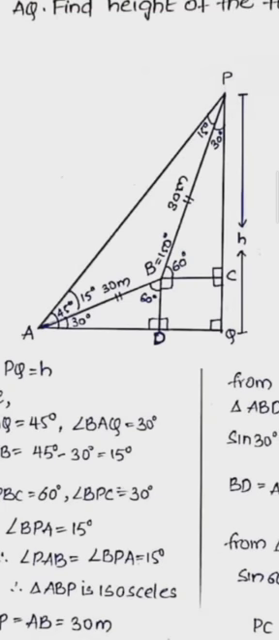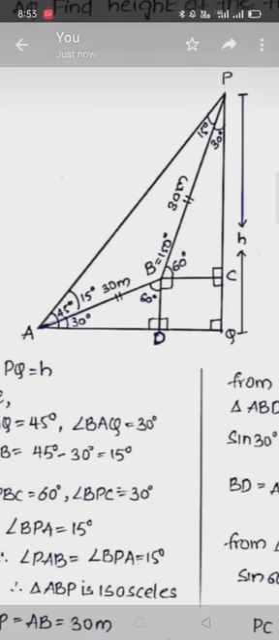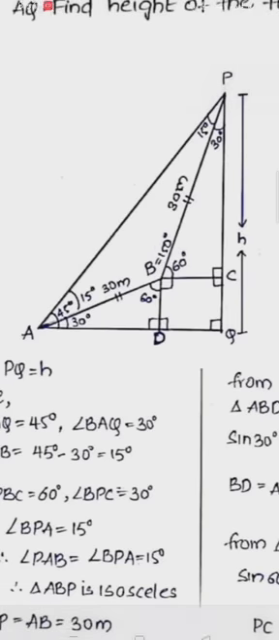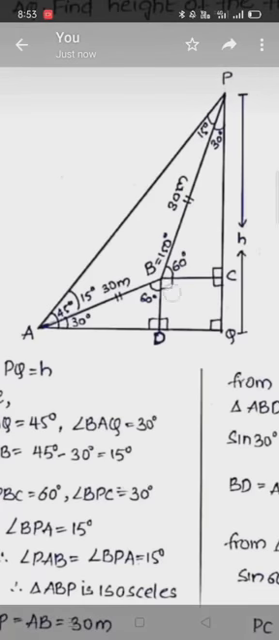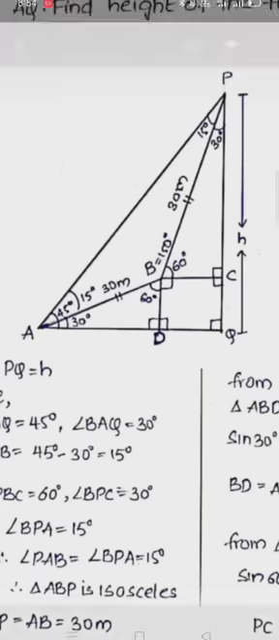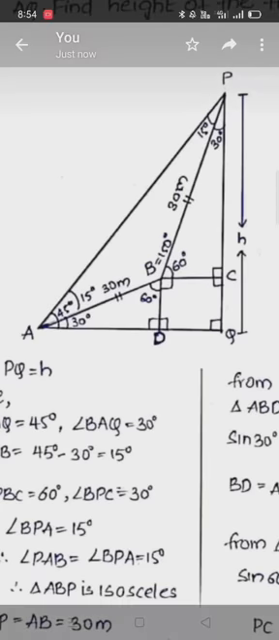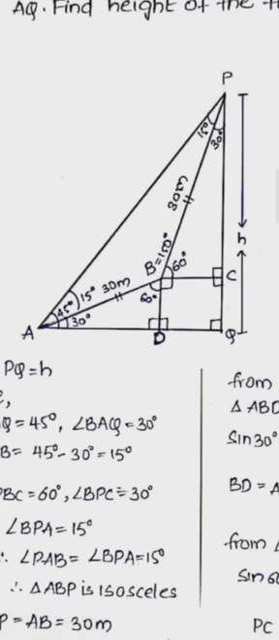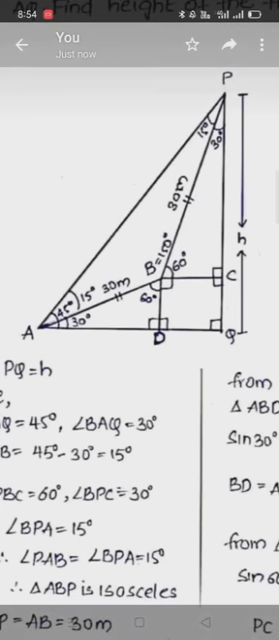So the remaining angle, angle ABP, must be 150 degrees, which means 360 degrees minus the sum of 60 degrees plus 90 degrees plus 60 degrees. So angle ABP must be 150 degrees.